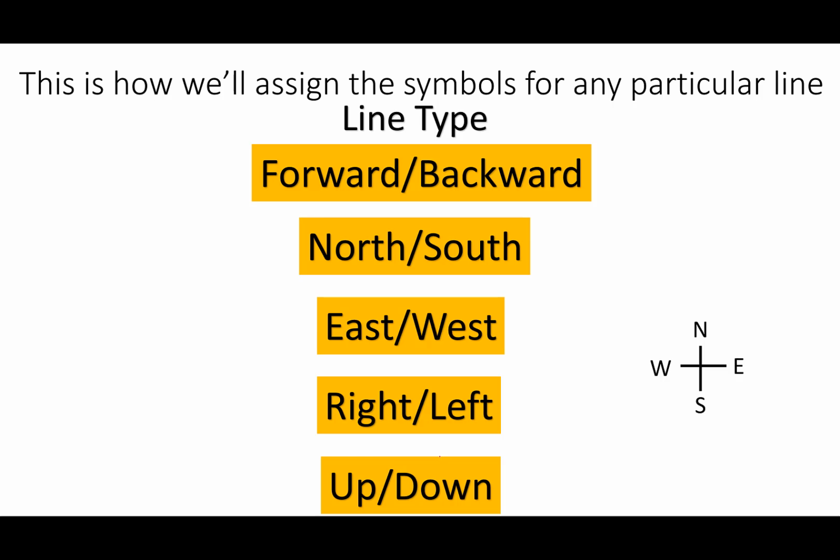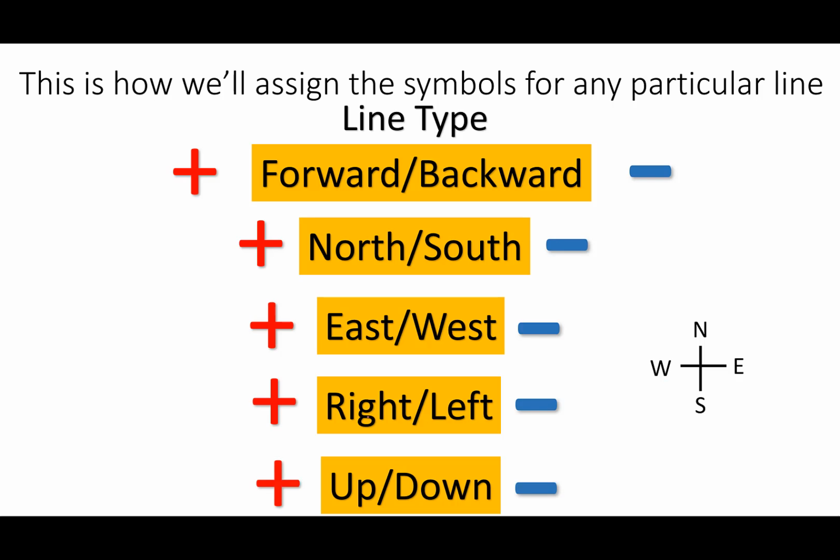You're going to assign a particular symbol to these directions on any line. Forward is going to be positive. Backward is going to be negative. North is going to be positive. South is going to be negative. East is going to be positive. West is going to be negative. Right is going to be positive. Left is going to be negative. Up is positive. Down is negative. You just have to memorize these, but it's not too hard because it's mostly intuitive. The only really weird ones are these. And it makes sense because this is positive and this is positive. So it's like up and right on the compass.